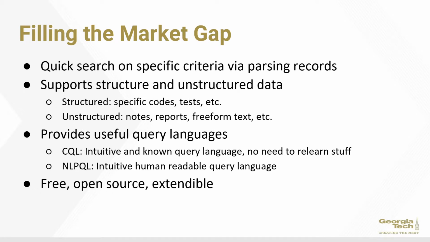We're making an app, the first of its kind, that provides a sort of search facility. We plan to make use of both structured and unstructured data to parse through the records. JSON and XML are examples of structured data, and reports and notes are examples of unstructured data. We are using CQL and NLPQL because they're very similar to SQL and would take very little time for a developer to learn. We also plan to make the entire project open source so that people can contribute to it in the future.